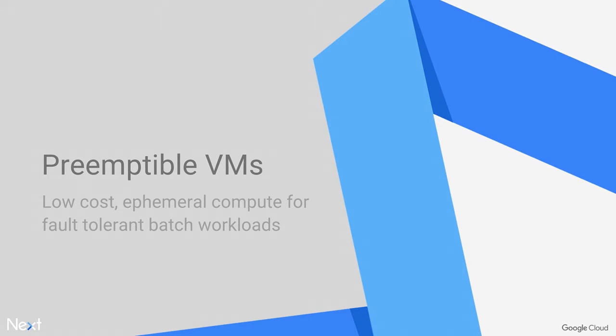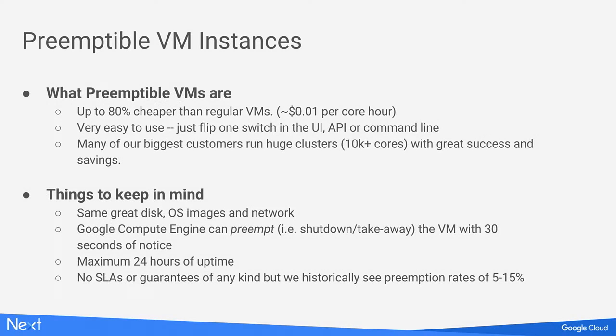Okay, let's talk a little bit about preemptible VMs. So what is a preemptible VM? All right, well, let's start with the good parts. First of all, they're incredibly cheap. They are up to 80% cheaper than a regular GCE virtual machine. They cost around 1 cent per core hour.